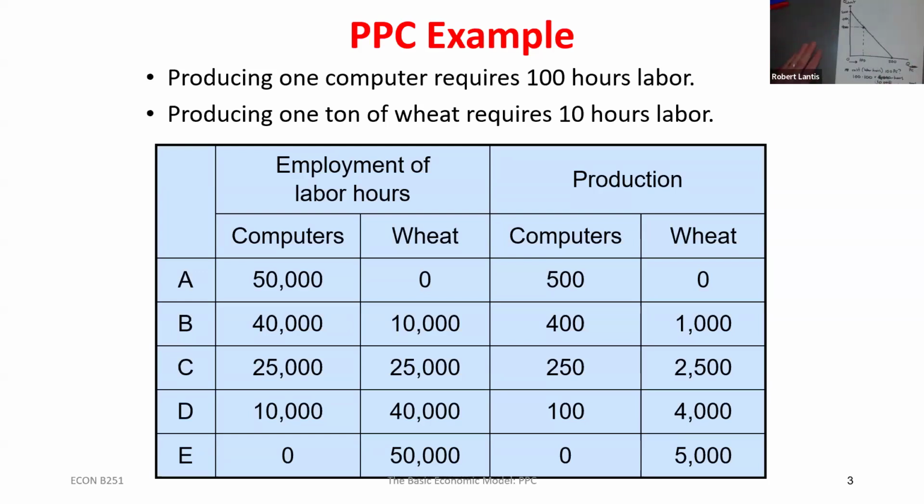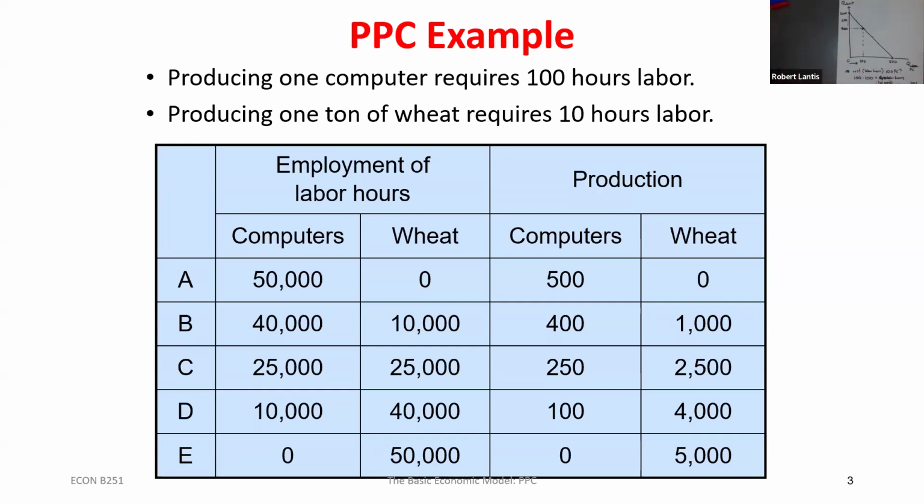So this point of 100 computers, 4,000 tons of wheat will be another point on my production possibilities curve where I'm using all of my labor hours. It's just now I'm not producing just one type of good. I'm producing a combination of the two. And we could go through a similar thought experiment and find those other points as well. And we'll hammer this a little bit more next class, actually thinking about how we find these different points. But this is kind of what's going on behind the scenes.